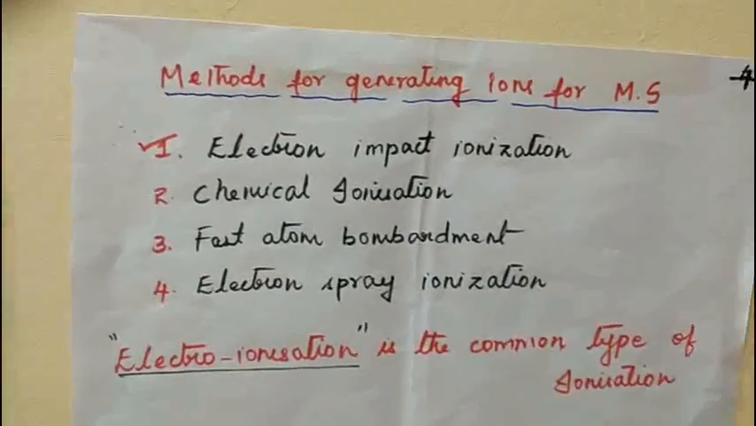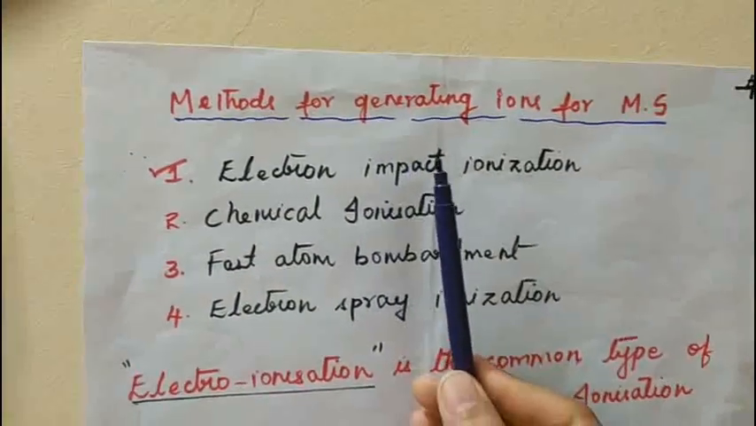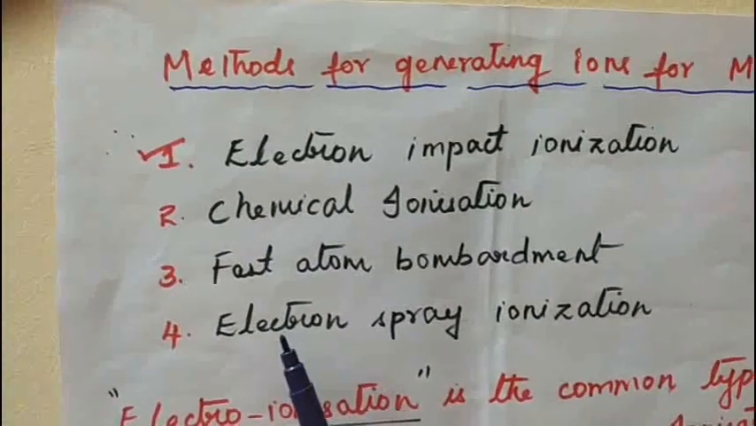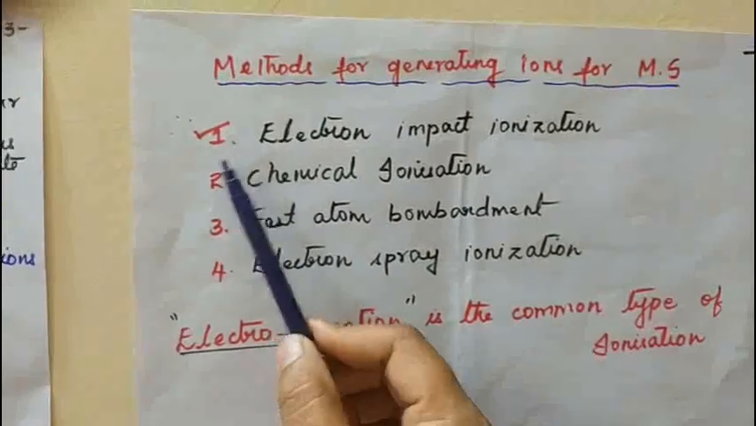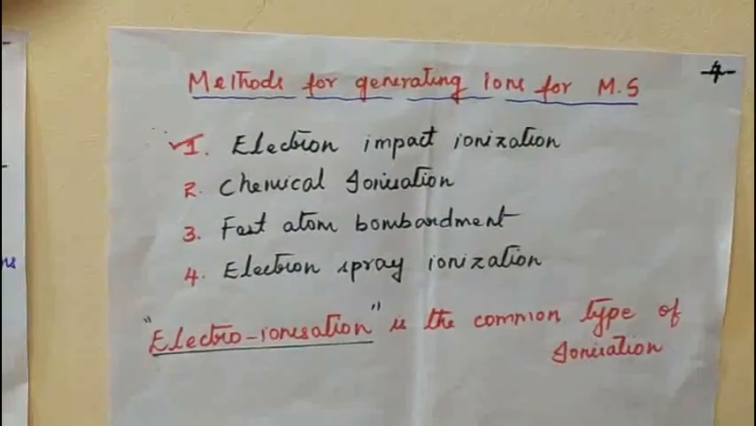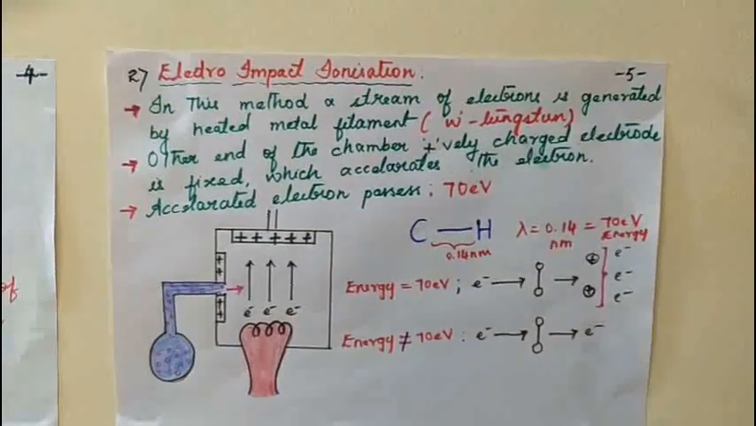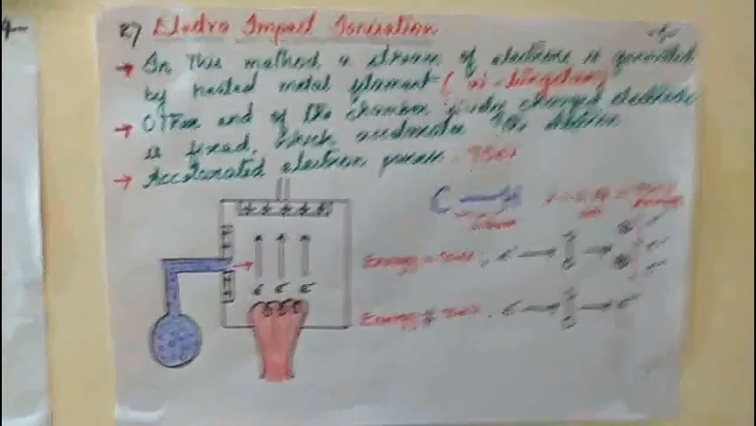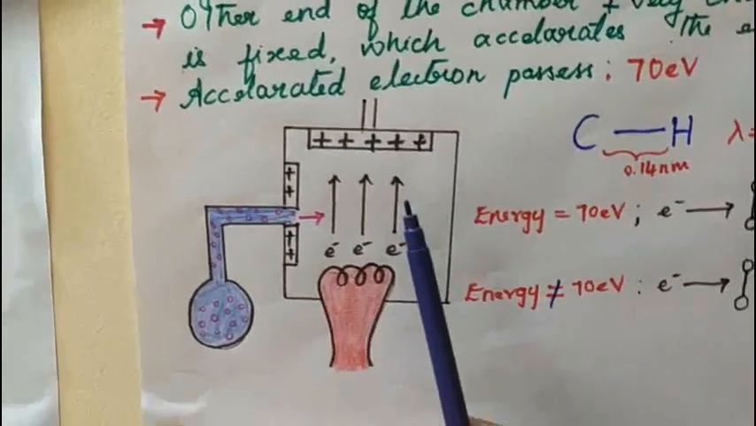The second component of the mass spectrometer is the ion source, where we generate the ions. We have 4 different methods to generate the ions. Out of these, the first method, that is electron impact ionization, is the common type of ionization used. Now let us understand how the ions are produced in electron impact ionization. So this is the schematic sketch of the electron producer.